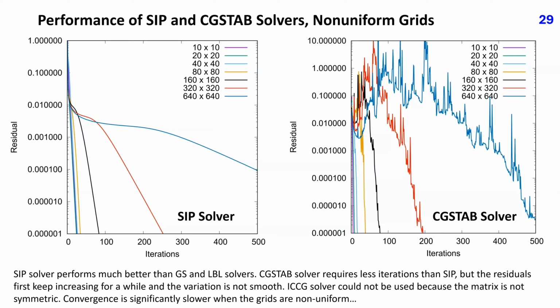This slide shows the same information as the previous one, but for the SIP and CG stub solvers. Both solvers behave similarly as on uniform grids, but require about twice as many iterations to reach the convergence criterion.